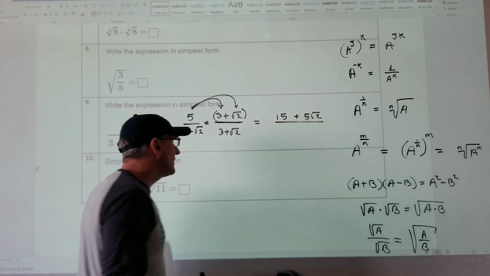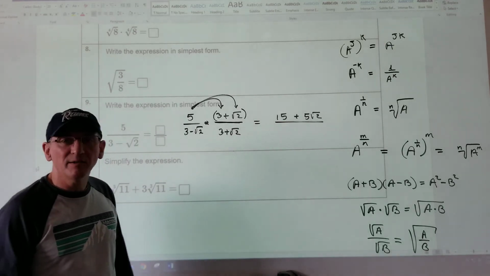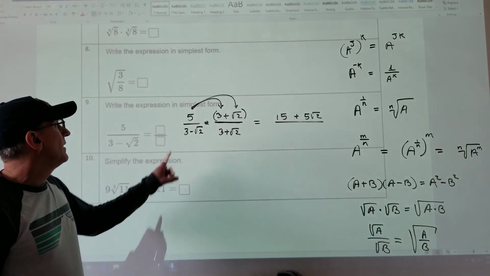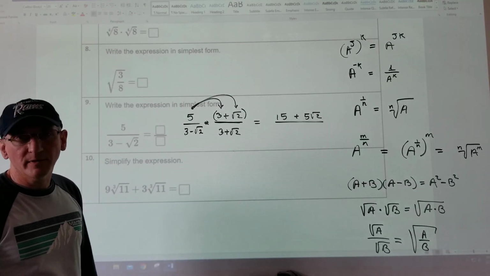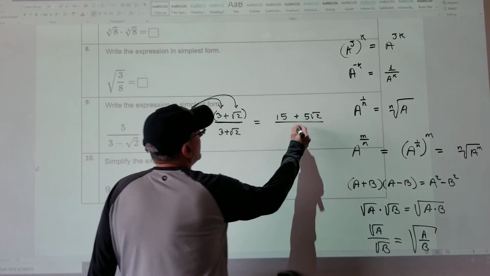Now, when you get good at this, someday you'll know a very, very speedy way to do this. 3 times 3 is 9. Root 2 times root 2 is 2. And 9 minus 2 is 7. The answer is going to be 7.